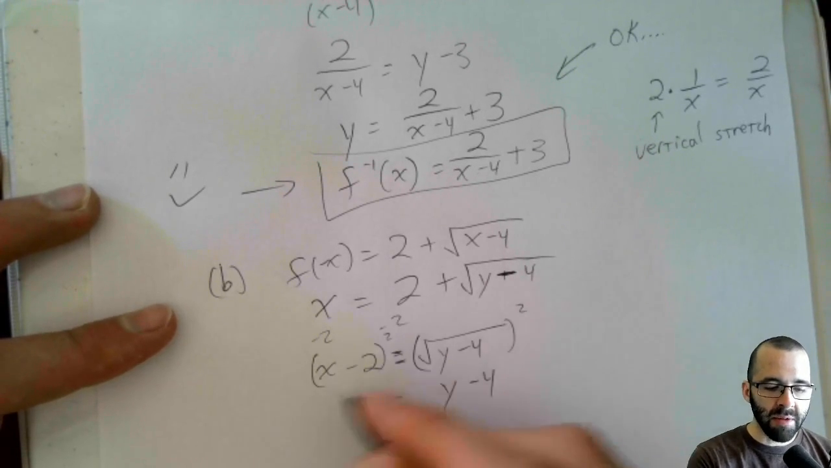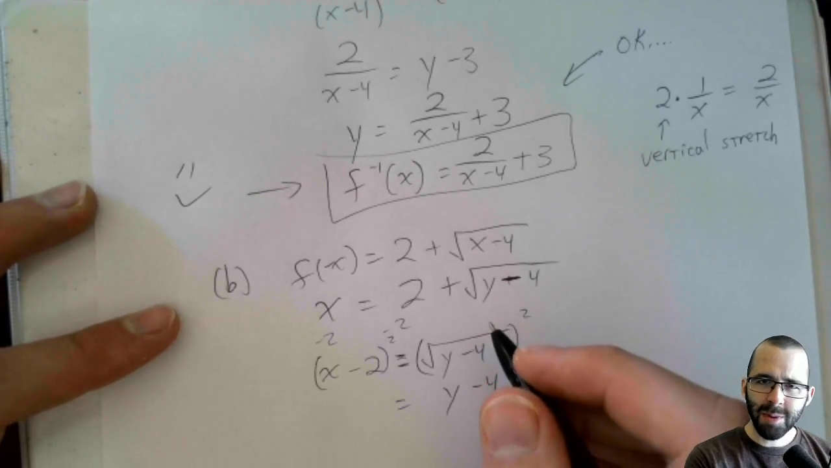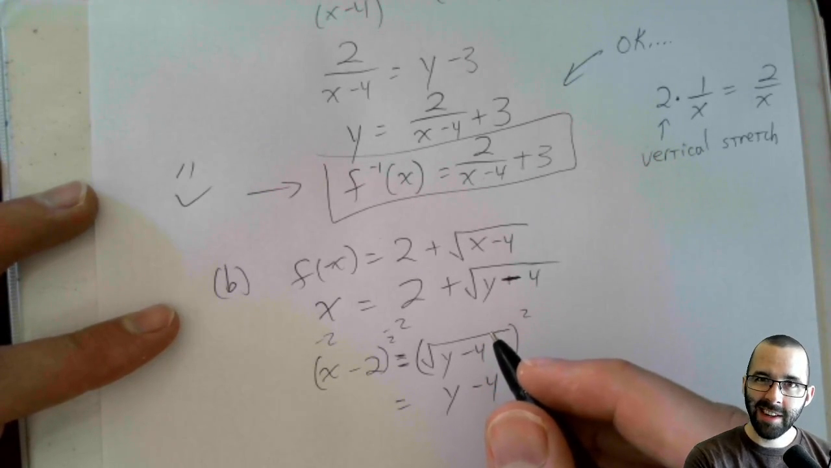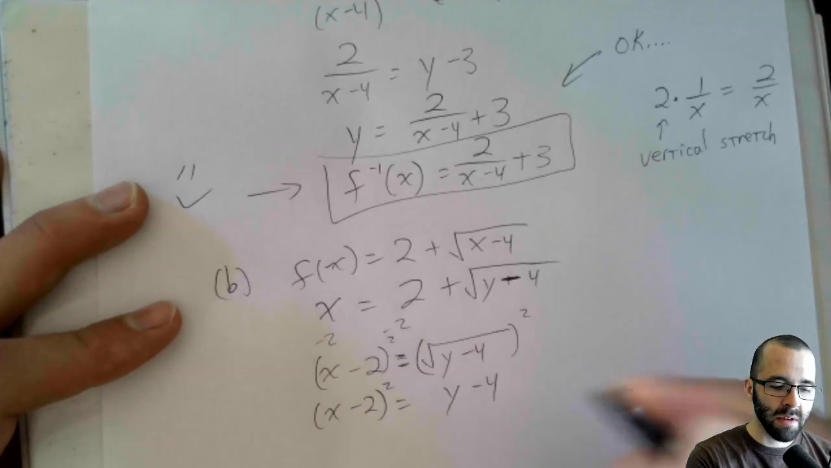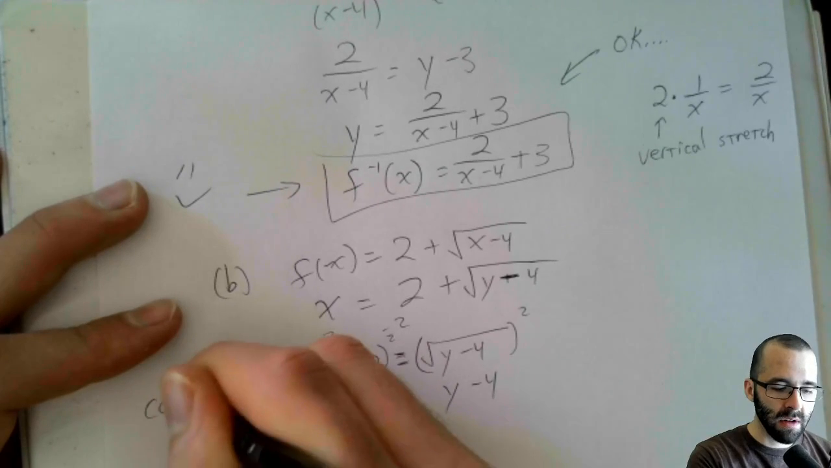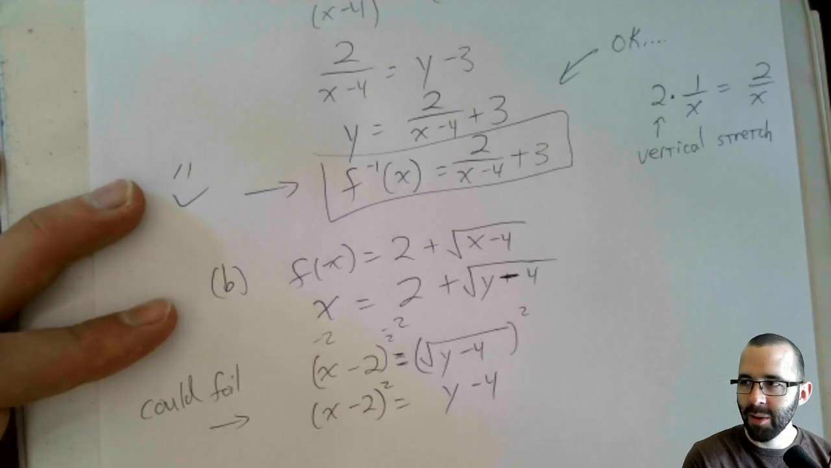And you could foil it. And normally you probably would foil it. But since we're talking about quadratic functions today, I'm actually going to leave it be for now. Right? You could foil. Because this is a really interesting tie-in for what we're going to talk about later on today.